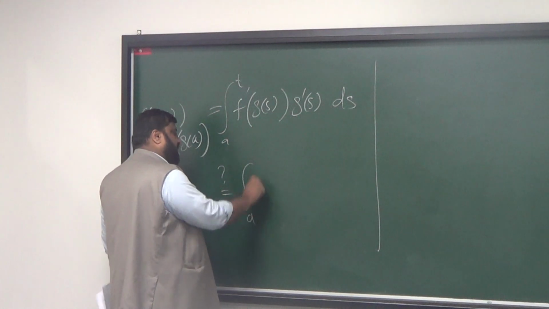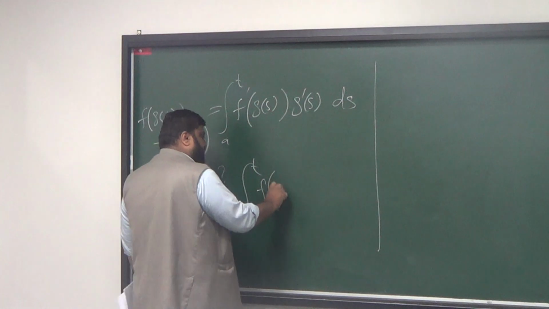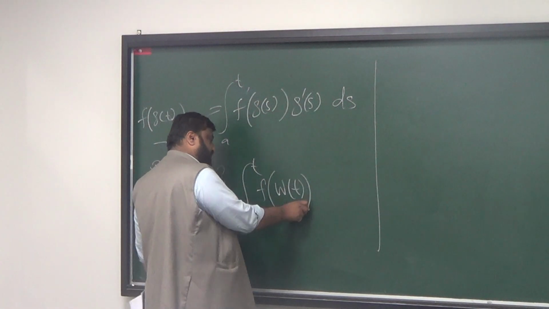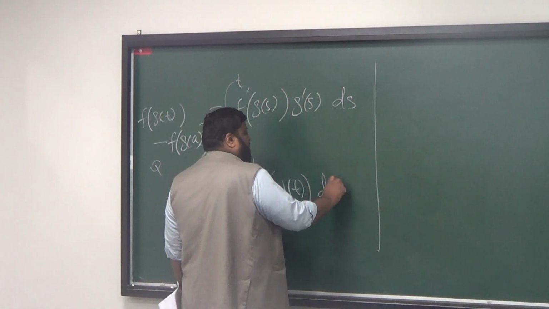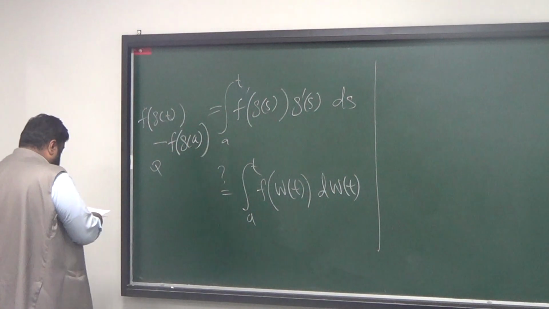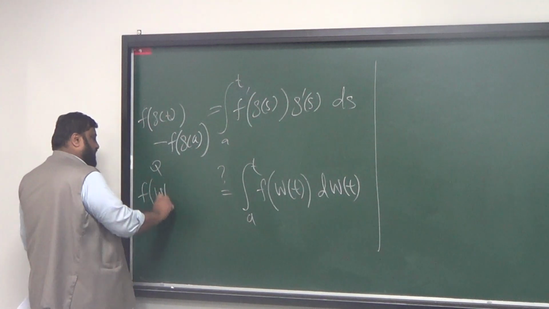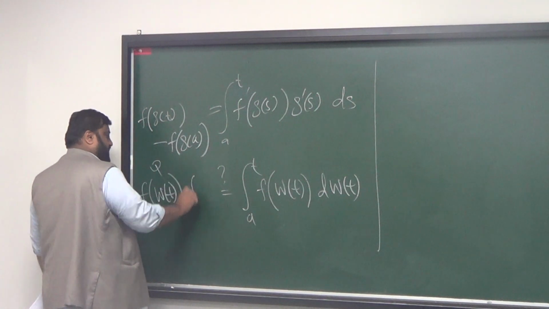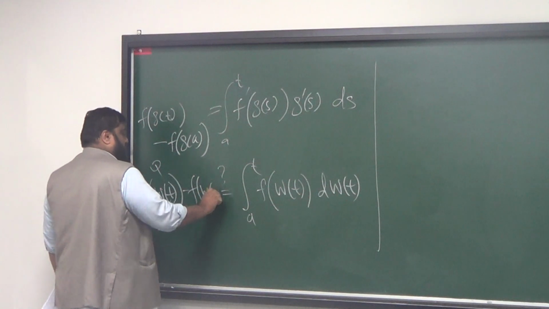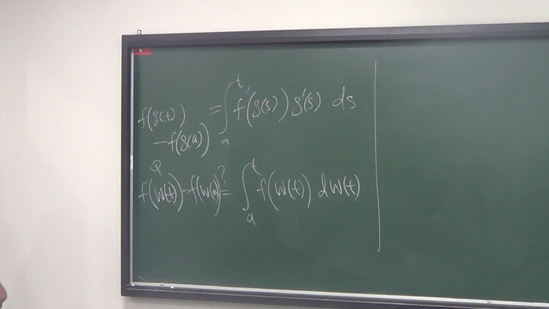If I have to integrate, from a to t, a function of a Brownian motion with respect to a Brownian motion, are we going to get something like this? In other words, does this rule hold here? And the answer is no.